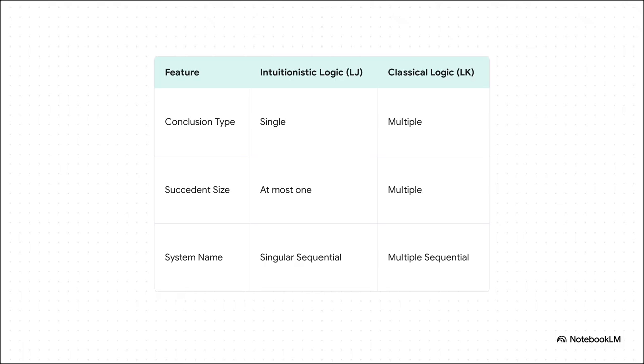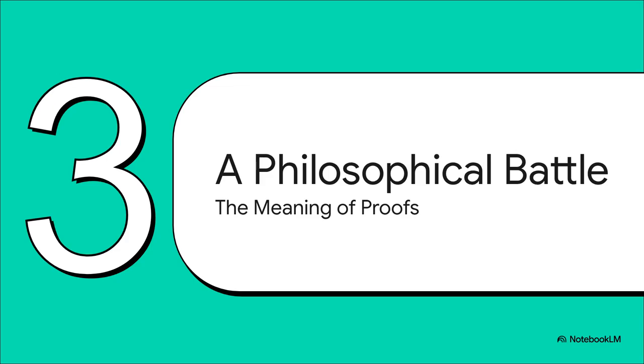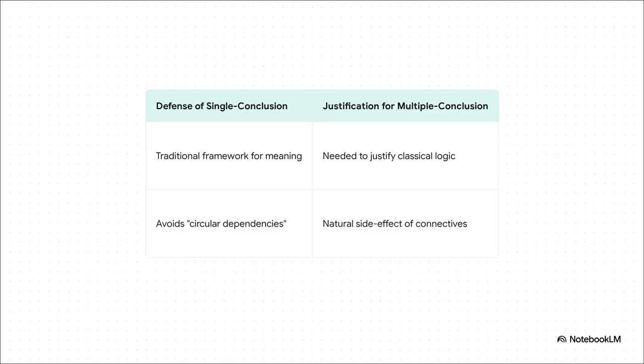It's wild. Now you might be thinking this is just a technical detail for logicians to argue about, but it's so much more than that. This is a deep, fundamental, philosophical debate about the very nature of meaning and truth. This brings us right into a philosophical battleground. So the debate really boils down to this: where do logical statements get their meaning from? The single conclusion camp, they're the traditionalists. They argue that meaning comes from a clean, direct proof for a single statement.